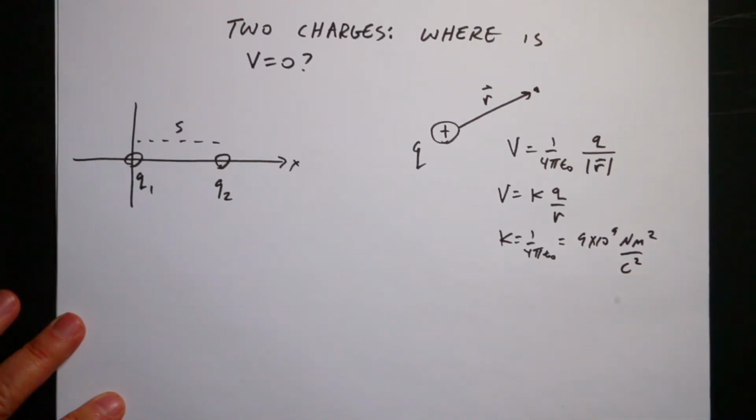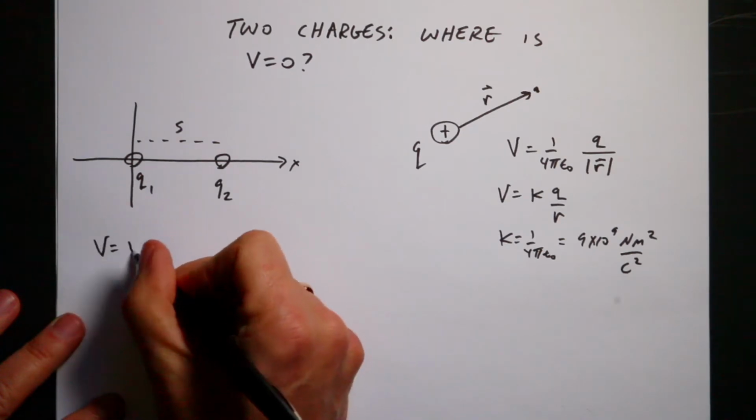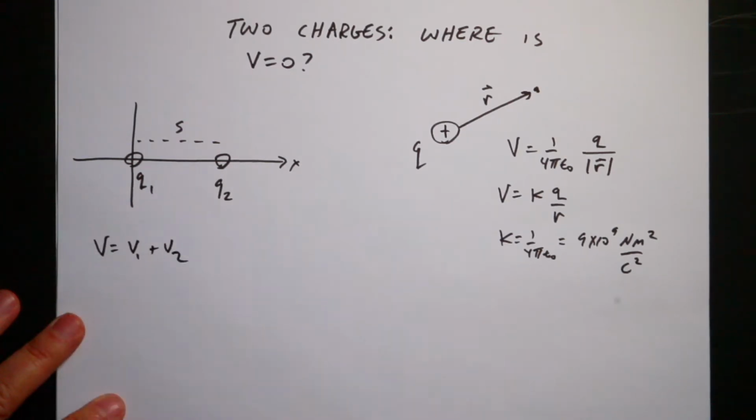Okay, so now what if I have two charges? Well, if I want to find the electric potential due to two charges, I just sum them up. So V is going to be V1 plus V2. So I just need to find the potential due to each charge. Okay, let's start off thinking about just the x-axis and then move off the x-axis.